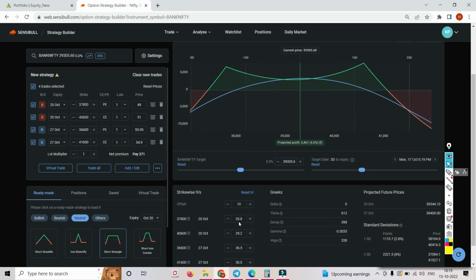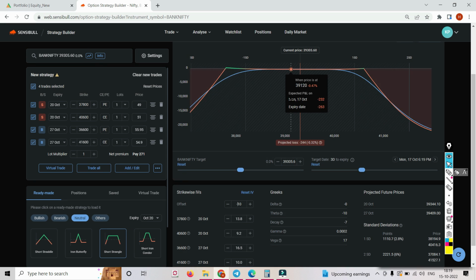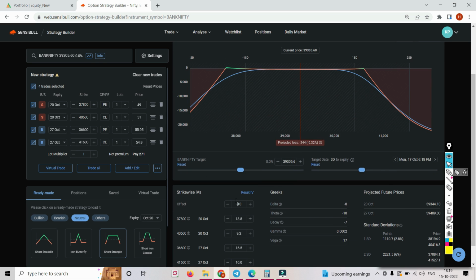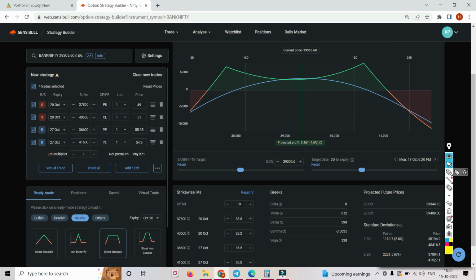Let me show you. If I put -10 here, if the VIX decreases, your loss will remain static, but your profit has reduced. You need to have a view of the market, and you need to know whether the VIX is going to increase or decrease. How do you know? Just by knowing the market view. I'll get it back to 0.